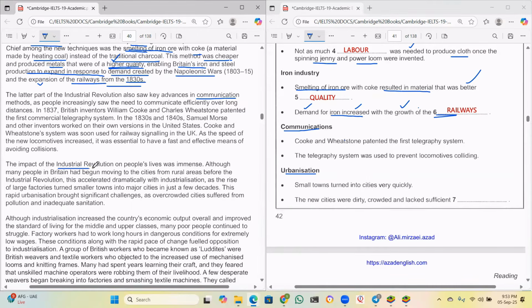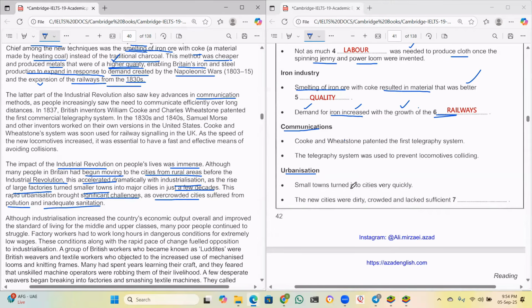The impact of the industrial revolution on people's lives was immense. Although many people in Britain began moving to cities from rural areas before the industrial revolution, this accelerated dramatically with industrialization as the rise of large factories turned small towns into major cities in just a few decades. This rapid urbanization brought significant challenges as overcrowded cities suffered from pollution and inadequate sanitation. Okay, so that was a good paragraph.